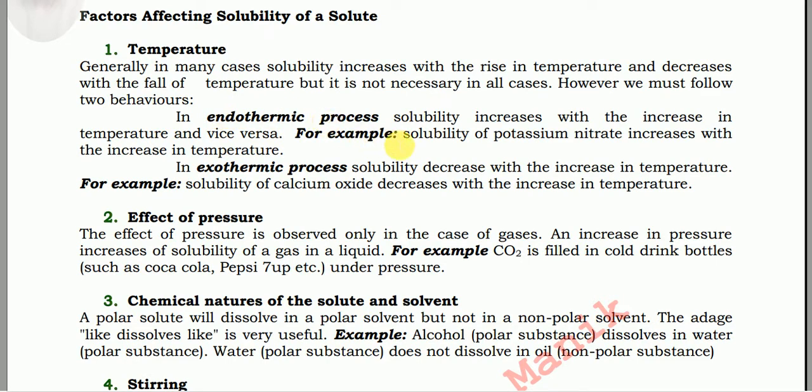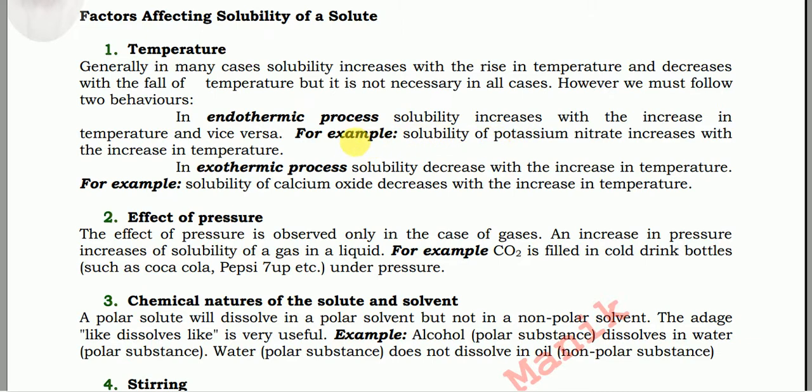For example, the solubility of potassium nitrate increases with the increase in temperature. Whenever potassium nitrate is dissolved, it produces a lowering of temperature since it is an endothermic process. So to increase the solubility of potassium nitrate, we have to increase the temperature. If we increase the temperature, the solubility of potassium nitrate will be increased.